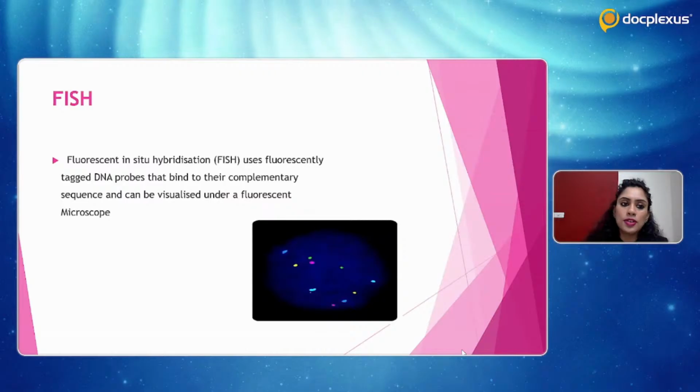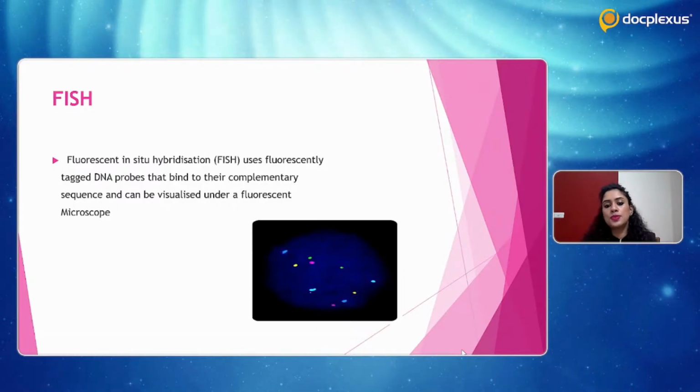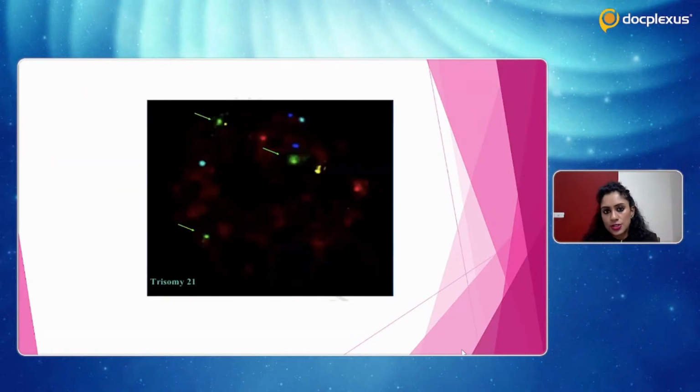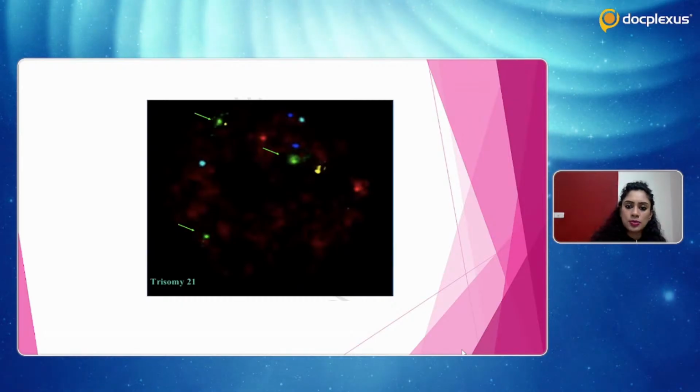Now, briefly, let's talk about FISH. Fluorescent in situ hybridization uses fluorescently tagged DNA probes that bind to their complementary sequence, and this can be visualized under a fluorescent microscope. So you have the probes and they will go and bind to their complementary sequence. You just need a fluorescent microscope for it. Here you can see the tagged probes have gone and combined to their counterpart, and this is positive for trisomy 21. So this patient might have trisomy 21, and the probe for the trisomy 21 alteration has gone and attached to it. That's how you know that this patient has trisomy 21.